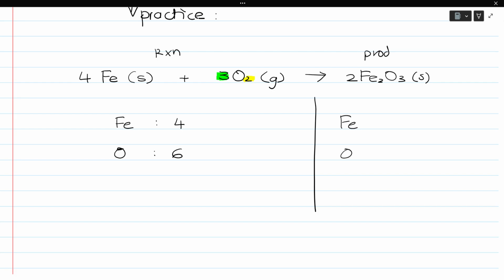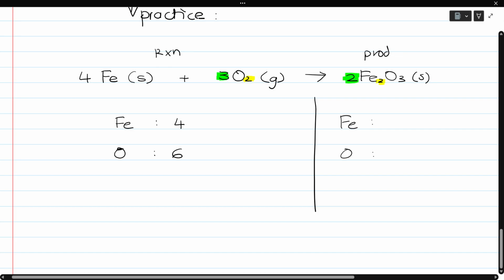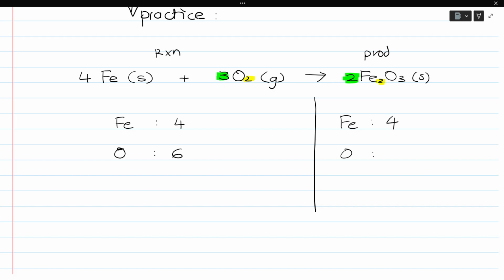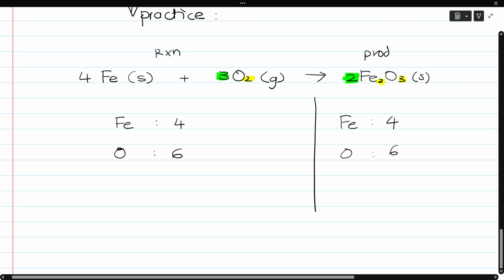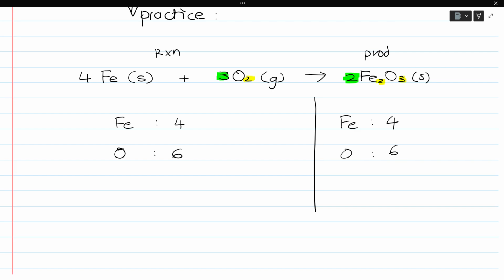Let's look on the other side in our products. For Fe, again I can see that I've got a coefficient, which is 2, but I've also got a subscript 2. So if I take 2 and multiply by 2, I'm going to get 4 for Fe. And then once again for oxygen, I've got a small subscript 3. If I take 2 and multiply by 3, I'm going to get 6. So we notice here that we've got 4 iron, Fe, on both sides, and we've got 6 oxygen on both sides. This means that it is balanced and our equation is correct.